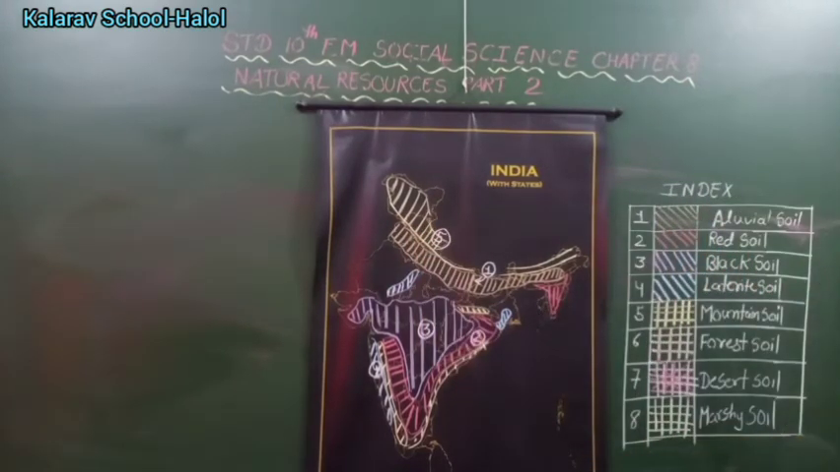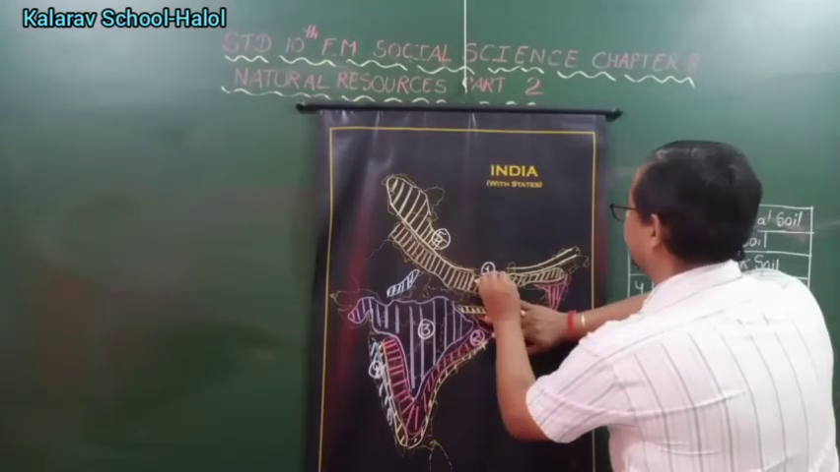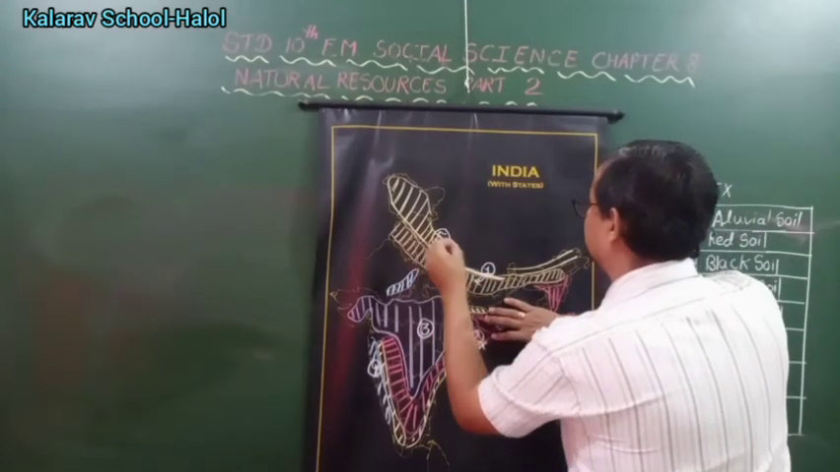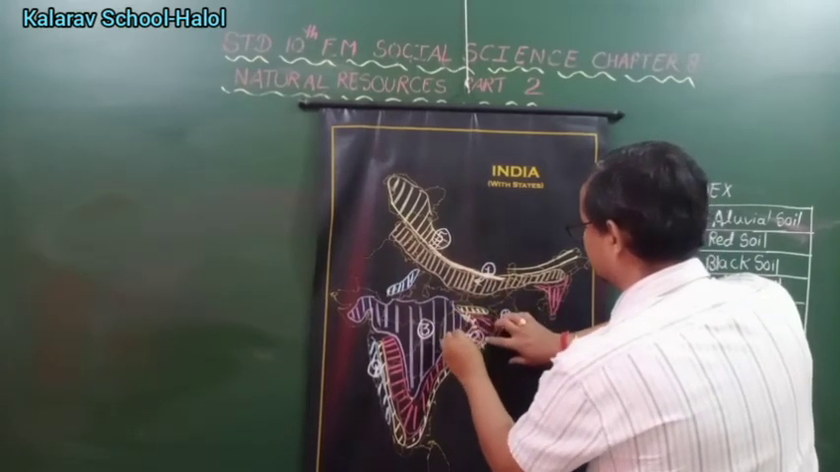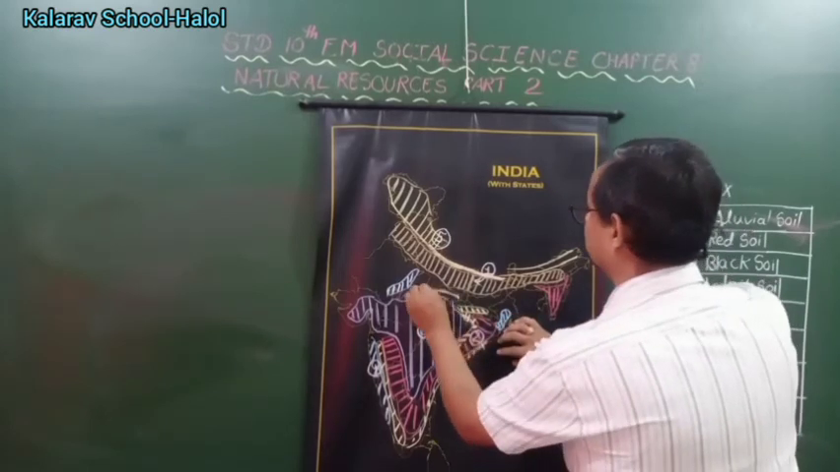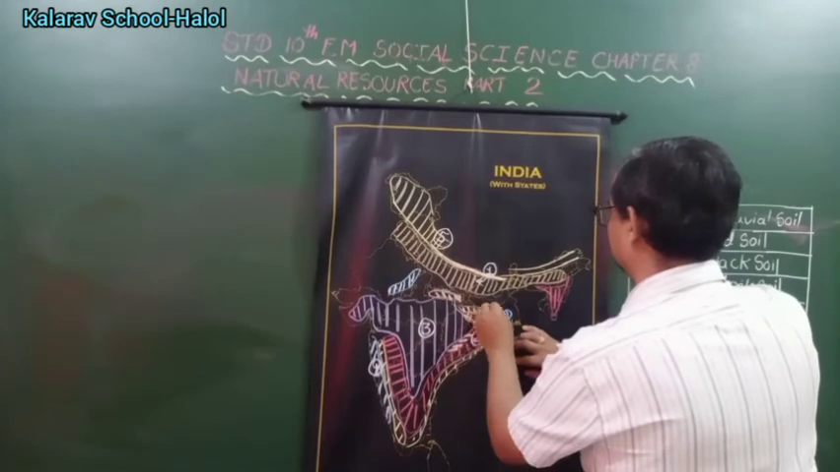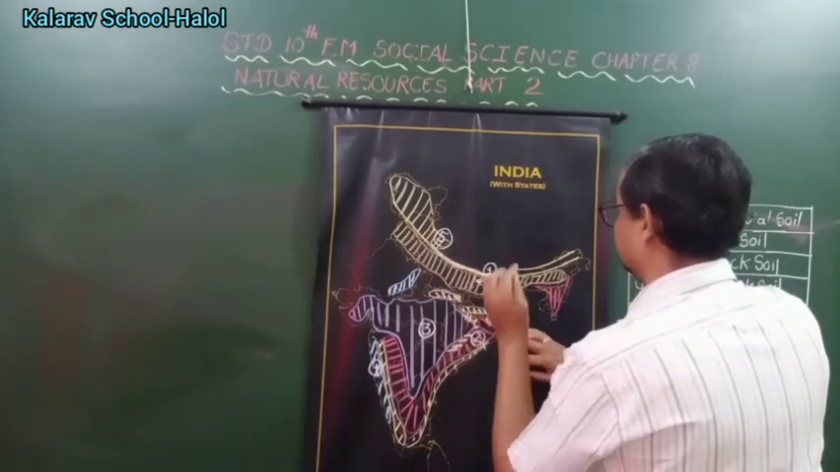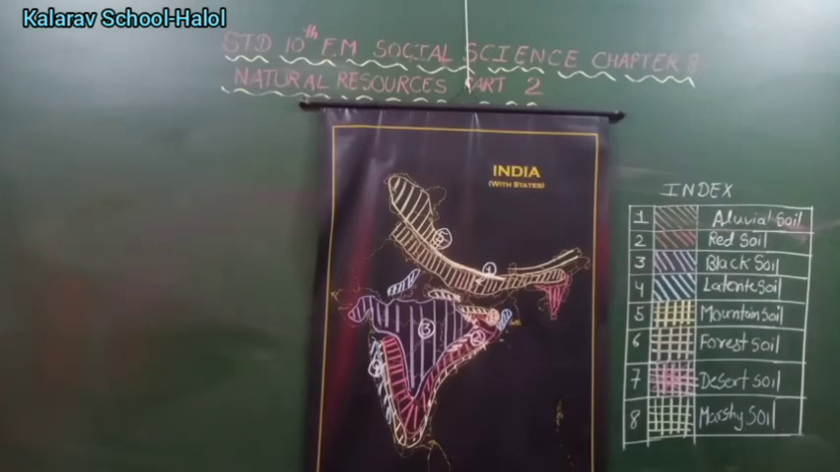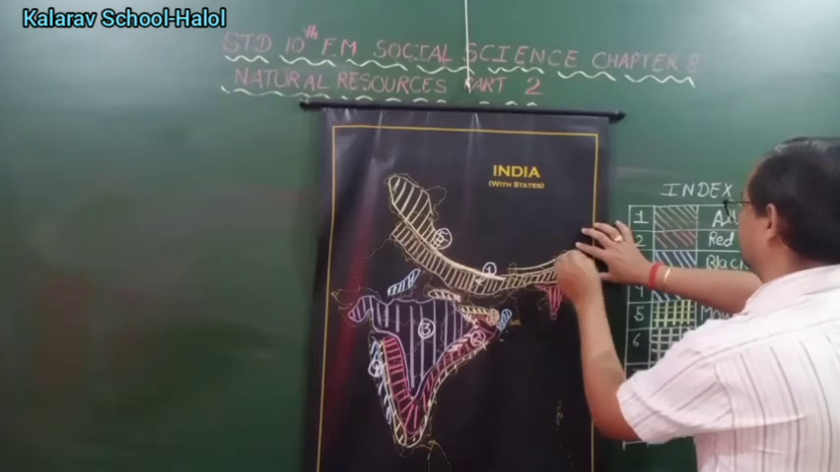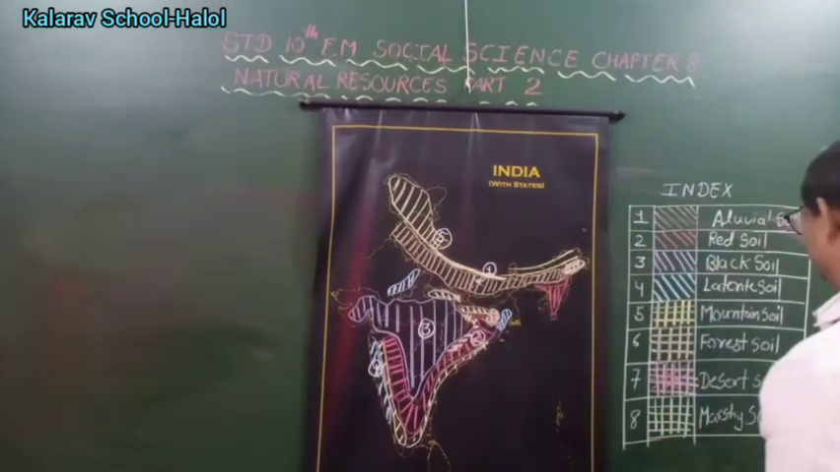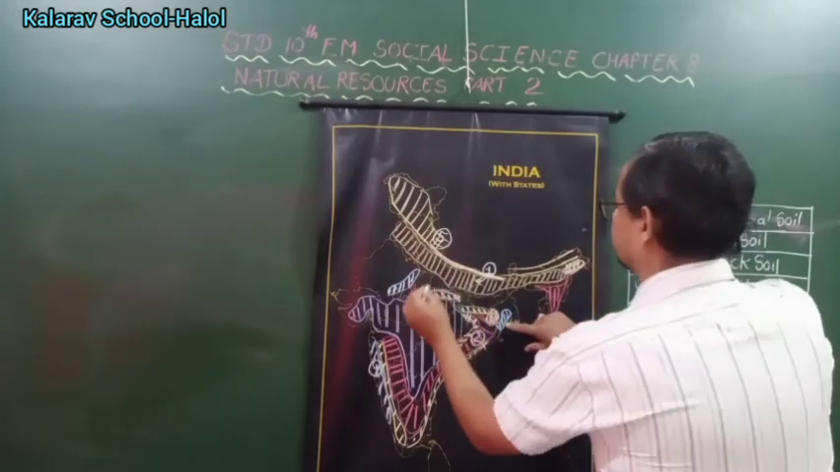Number 6, forest soil. In the Terai region of the Himalaya, this area, certain parts of Chhattisgarh, MP, Jharkhand, in all that area you will get forest soil. Even in northeast India also you will get forest soil. Number 6.